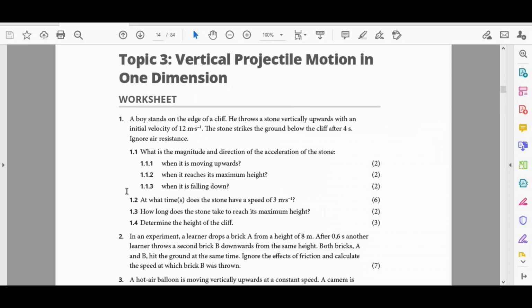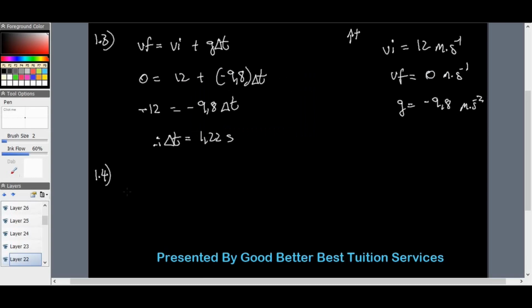2 marks. For some reason that was 2 marks, though we did more than 2 marks worth of work. 1.4, determine the height of the cliff, for 3 marks. So 1.4 might have been a bit of a difficult question to attempt first, but it's the same. We obviously need to use an equation of motion that has delta y in it.